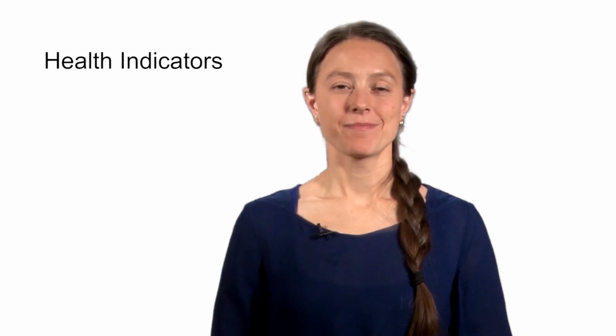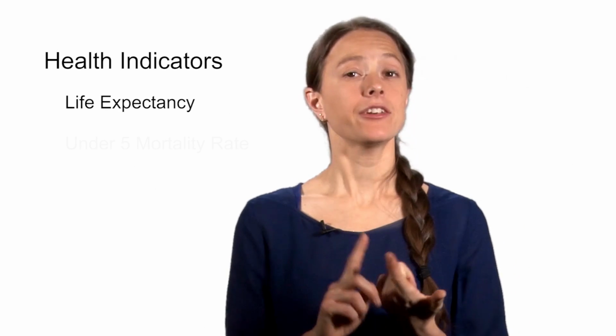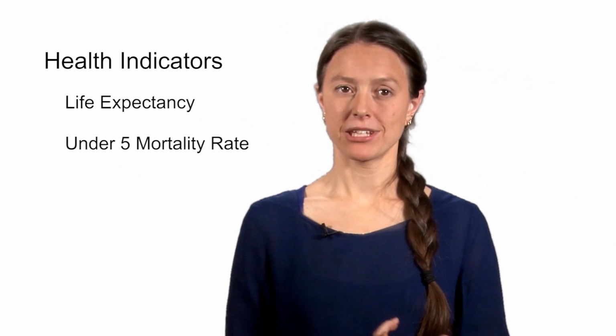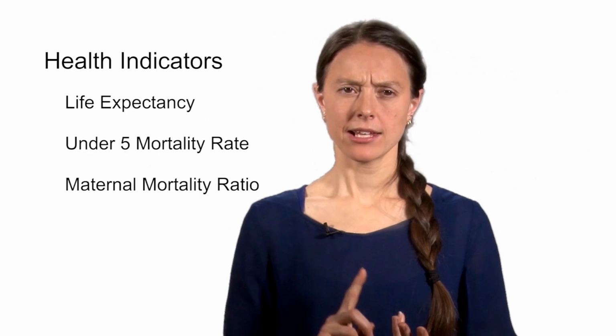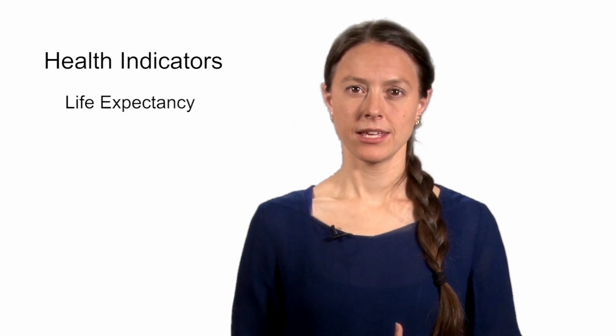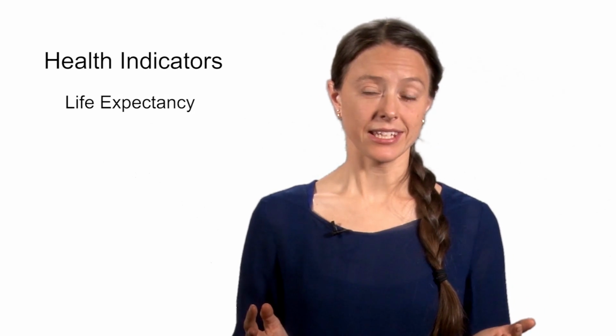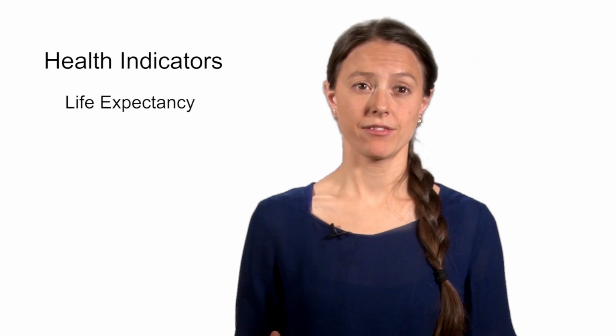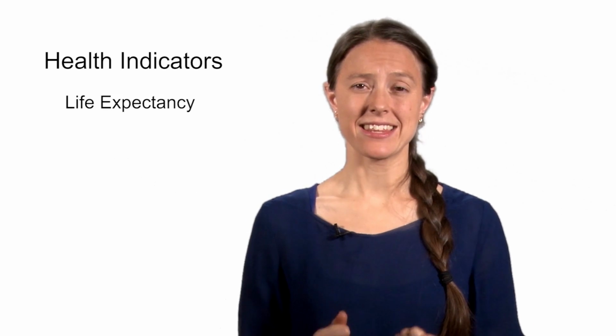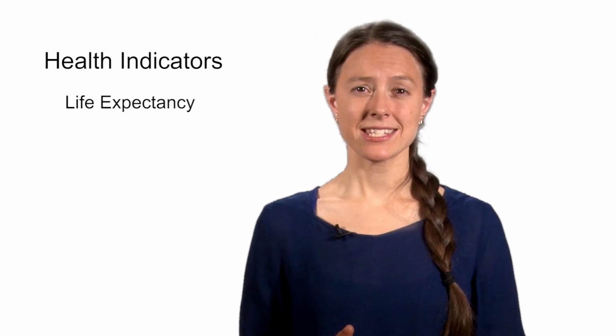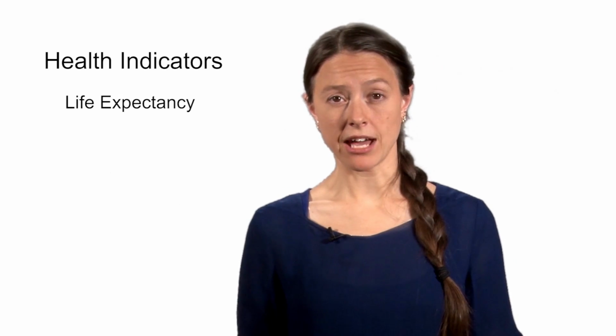Today we will take a closer look at 3 important health indicators: life expectancy, under 5 mortality rate, and maternal mortality ratio. Let's start with life expectancy. It is an indicator that is quite easy to understand. It means more or less the length of life. Yet it is complicated at the same time. At first glance it seems like it means how long will a person on average live in this country.